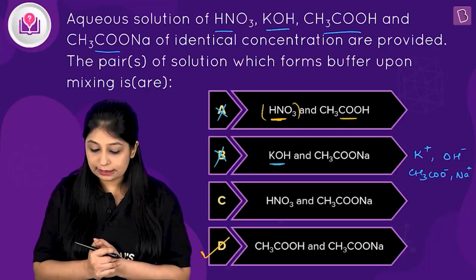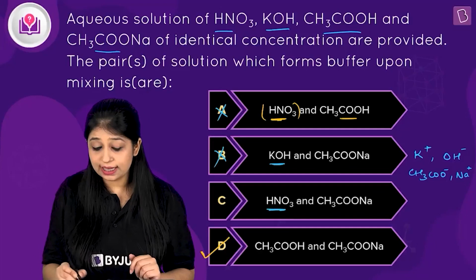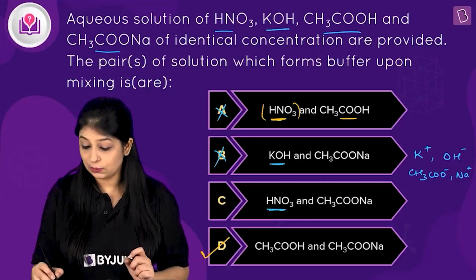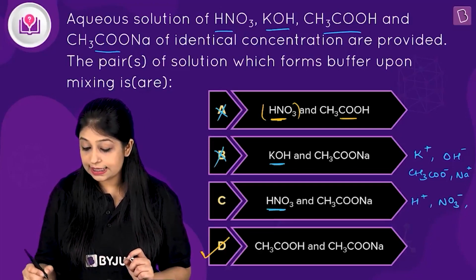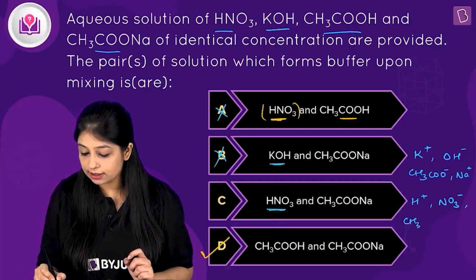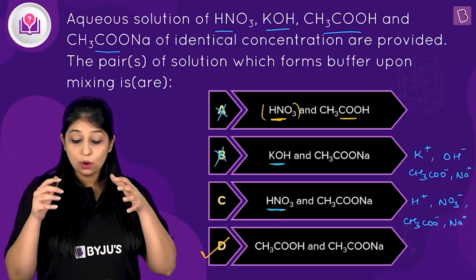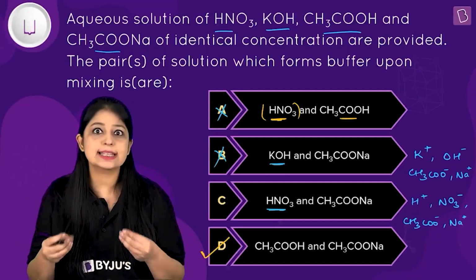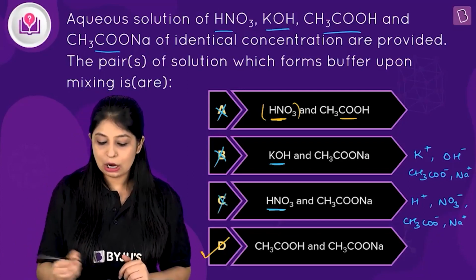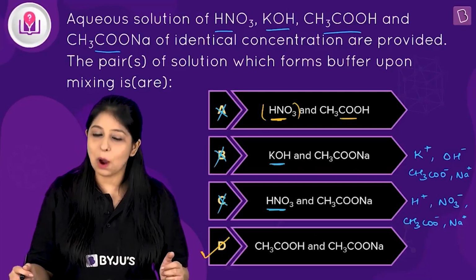What about option C? Option C is also kind of the same. HNO3 is a strong acid, which will give us H+ ions and NO3- ions, and CH3COONa will give us CH3COO- and Na+. So we have a strong acid in this option, but not a weak acid that we wanted. That's why option C is also not correct. And the correct option to this question is option D.